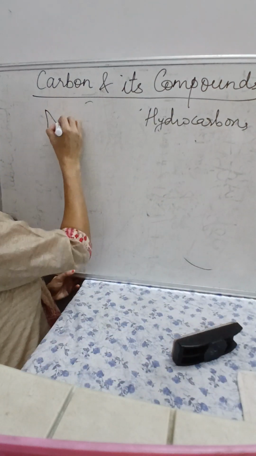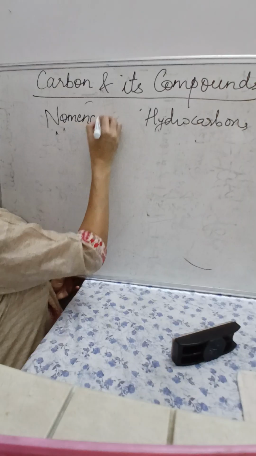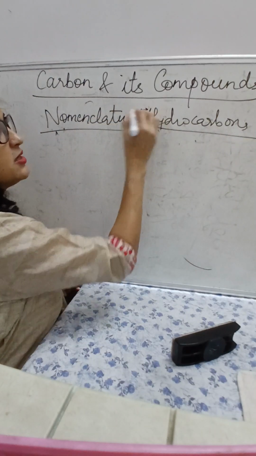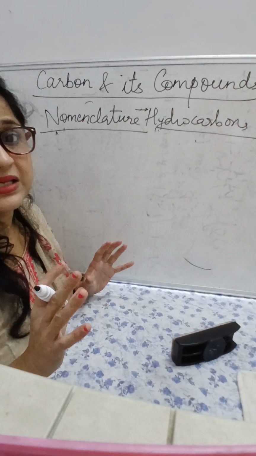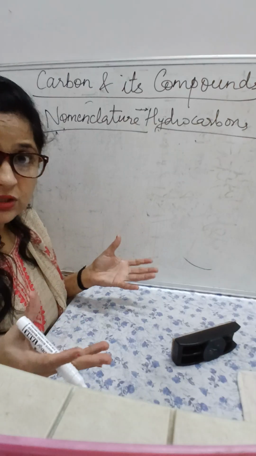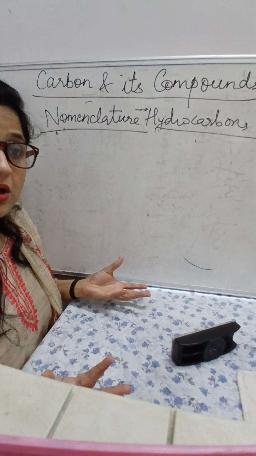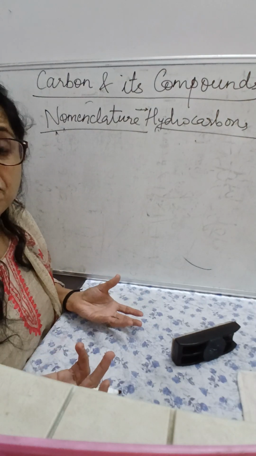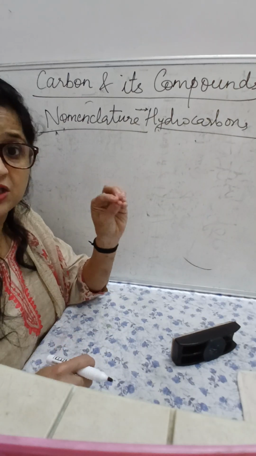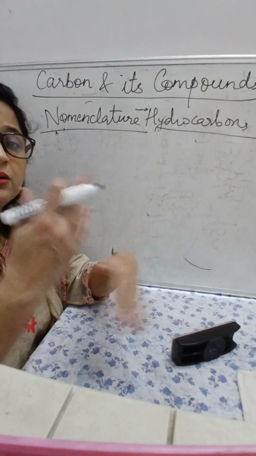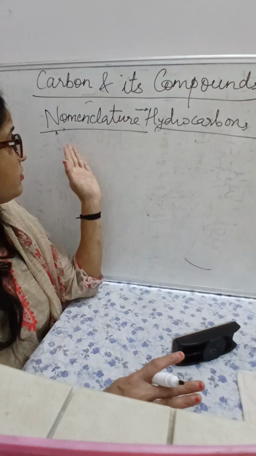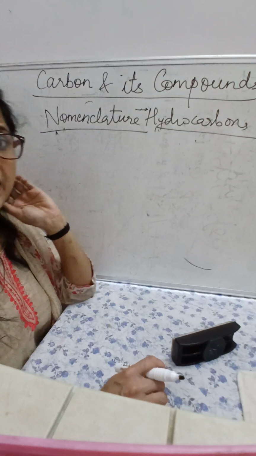Okay, nomenclature. What is the meaning of nomenclature? Nomenclature of hydrocarbons means how do we name these hydrocarbons? Hydrocarbons are organic compounds which have been taken from living resources. They mostly consist of carbon, hydrogen and other compounds. So that is why the name hydrocarbons. So nomenclature, how do we name these?